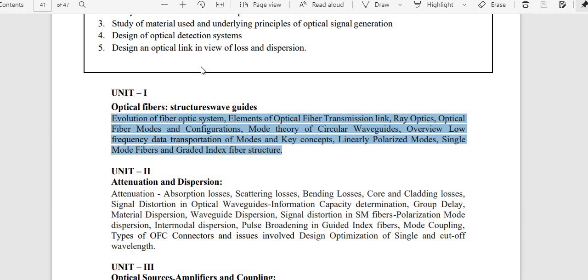In order to do that, we are concerned with the capacity determination and the kinds of group delays we will see, and we'll try to find out the polarization mode, material dispersion, waveguide dispersion, all the dispersion modes, and how we get polarization mode dispersion, what are the issues and problems we get when we try to design the optimization of single mode and cutoff wavelength. We need to overcome all these things, and we need to design a proper index fiber in order to obtain the desired information for our optical fiber communication. That complete part we are going to do in the next class.